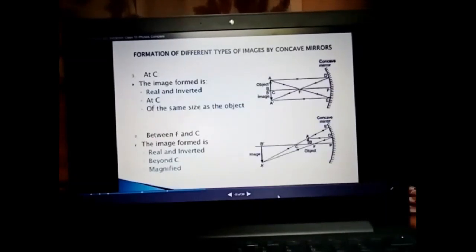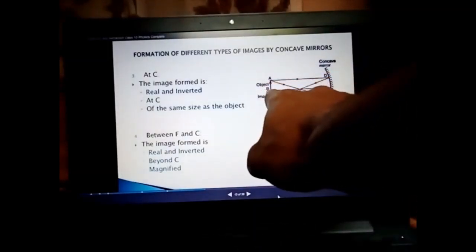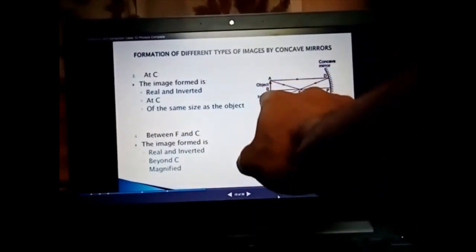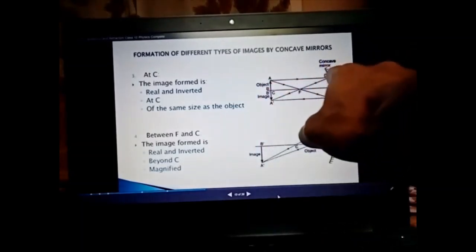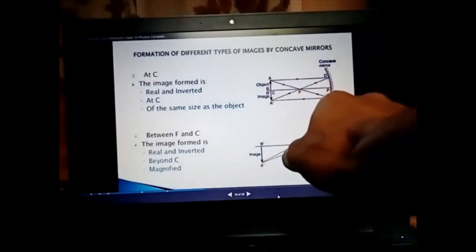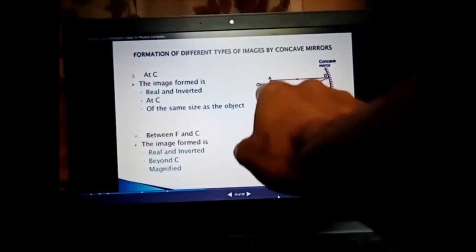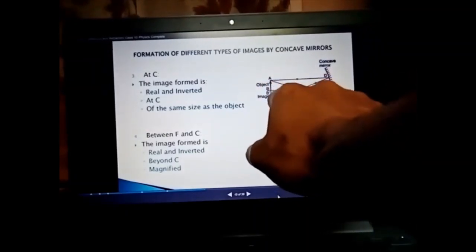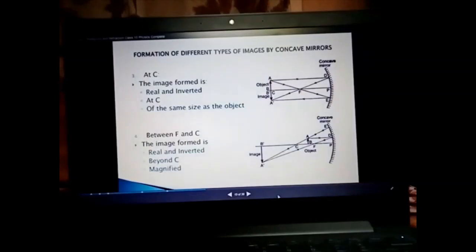Then the third case is that when the object is placed at center of curvature, that is AB, after reflecting through this concave mirror, the image is formed at the same point, that is center of curvature, that is A dash B dash, and the image is of the same size as that of the object, as well as the nature of the image is real and inverted. So this is the third case.